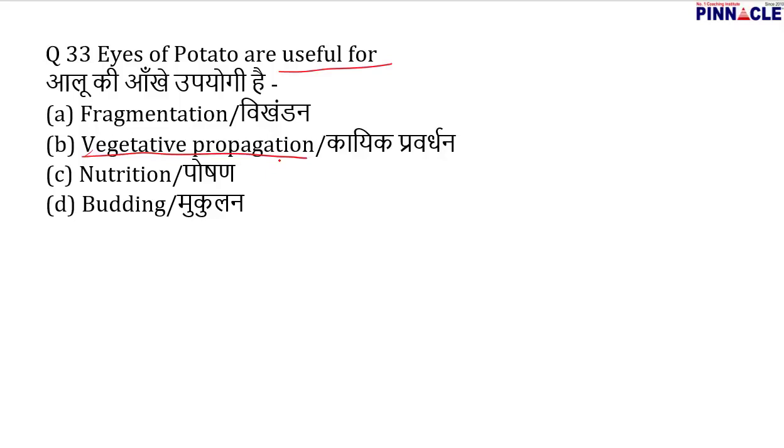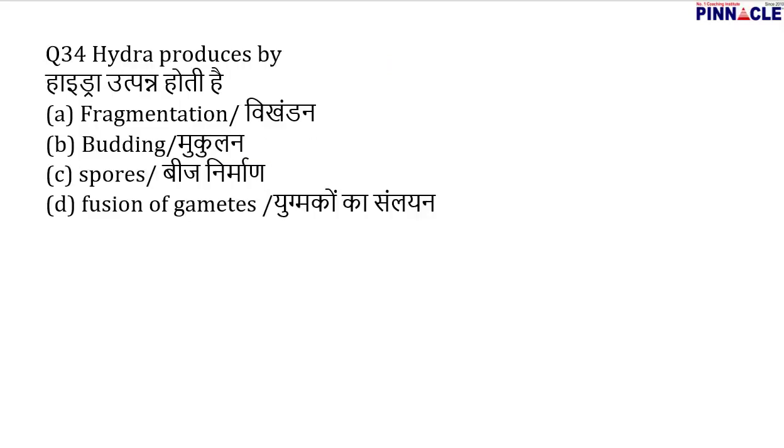Okay, and since all of these parts are vegetative parts and since reproduction is taking place through vegetative part, therefore this mode of reproduction is said to be vegetative propagation, since the reproduction is taking place with the help of vegetative part. So for question number 33, B, that is vegetative propagation, is the correct option. Now question number 34. So question number 34 is Hydra reproduces by.